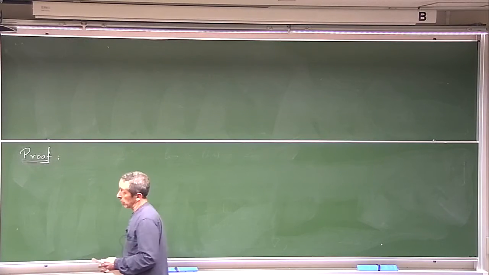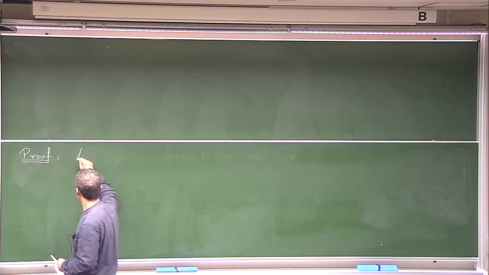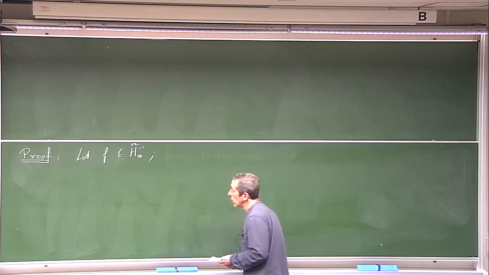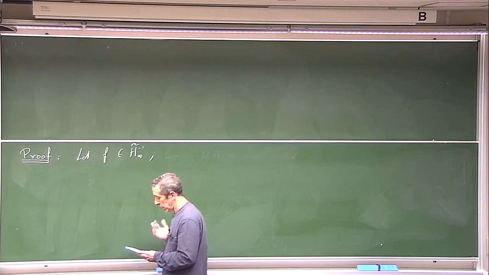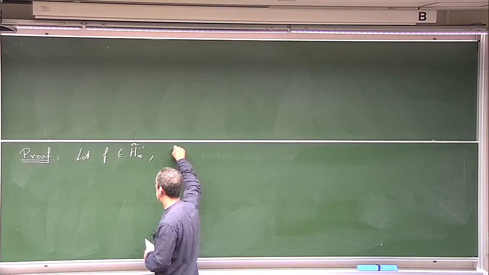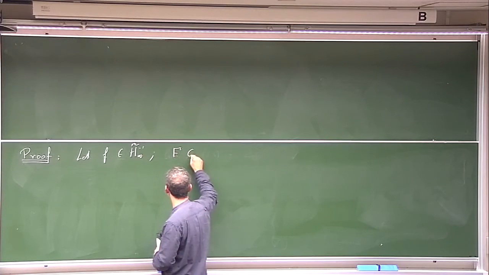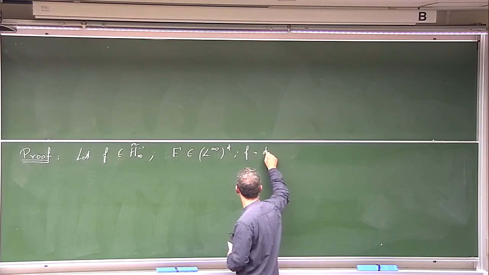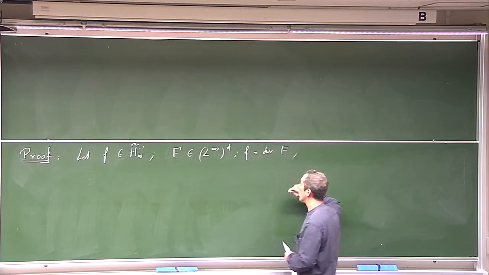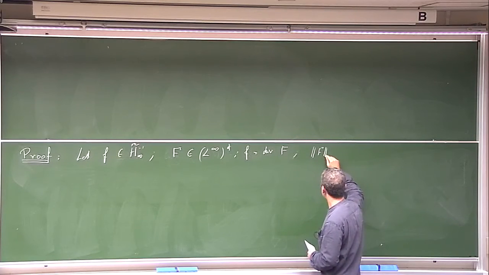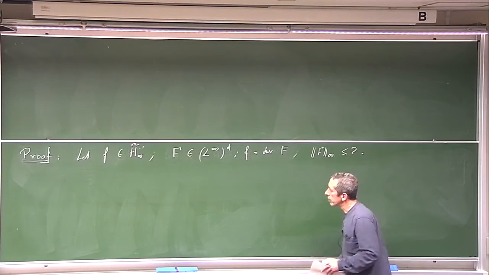So to start the proof, we start with an f, small f, which is in H^{-1} tilde infinity. Well, at that point, the tilde is not very important. Never mind. And we know that there is a big F in N infinity, such that small f is the divergence of the big F. And I will assume, without loss of generality, that the N infinity norm of F is bounded by some constant.